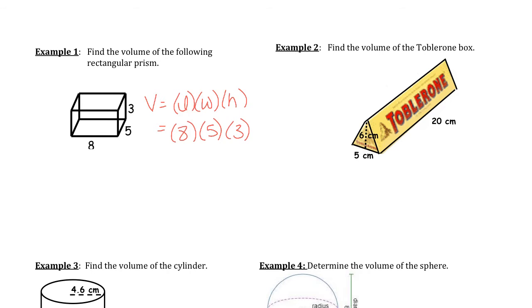And sometimes students ask me, well, which one do you know is the length, width, and height? It doesn't matter. You can actually make that base any side of a rectangular prism. And we know that 8 times 5 times 3 is the same as 3 times 5 times 8. The order doesn't matter with multiplication. So if yours is in a different order than mine, that's okay. You'll still get the same answer.